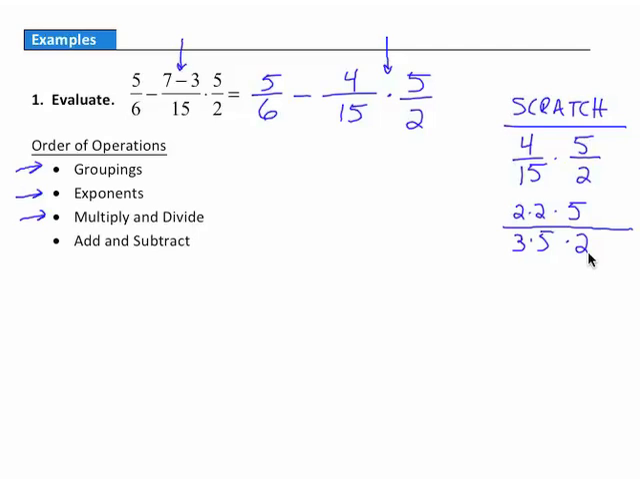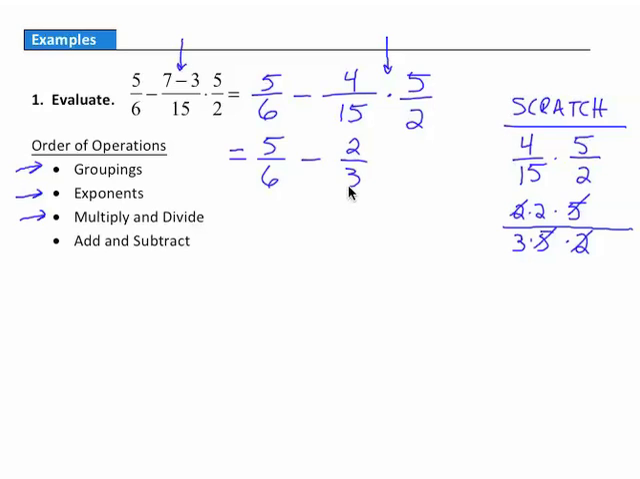Now I'm looking to divide out any common factors in the numerator and denominator. I have a common factor of 2 that I can divide out, and I also have a common factor of 5. So it looks like my final simplified answer to that multiplication is 2/3. Now I'm going to come back over to my order of operations problem. 5/6 minus, and in place of that multiplication now, I'm going to write that final answer, which was 2/3.